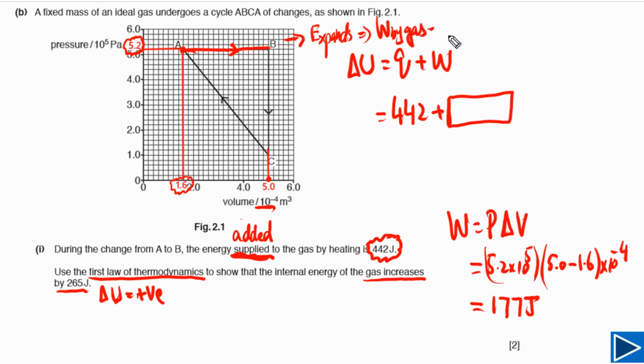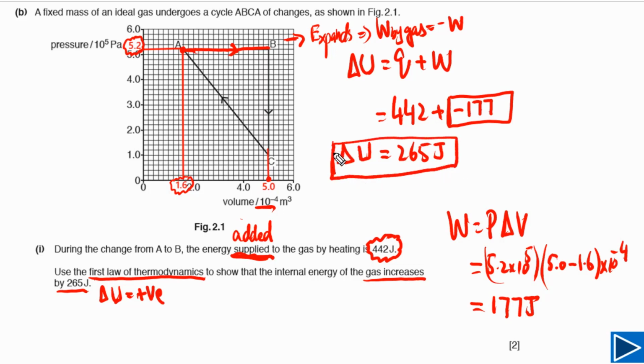Work is done by gas, and work done by gas is taken as negative. So simply we need to plug in here 177. If we solve this one, our final answer will be 265 joules, and this is the change in internal energy. As this answer is positive, this is the increase in internal energy. This is what the question was asking us.